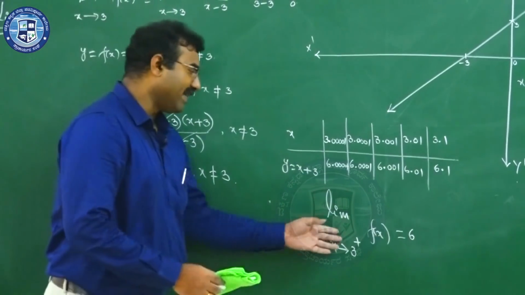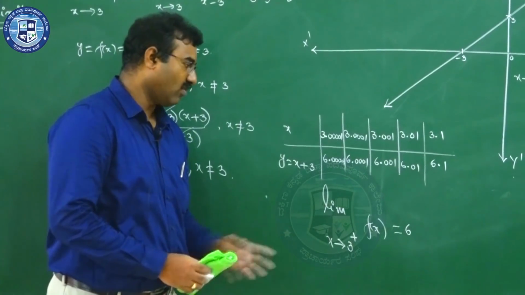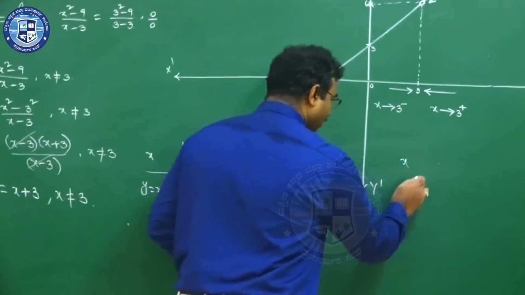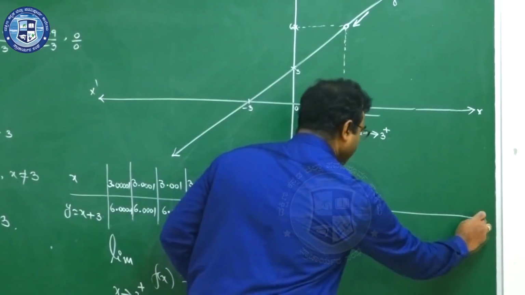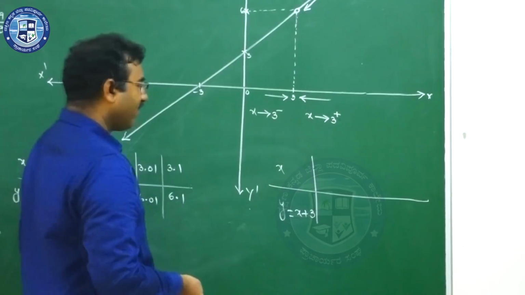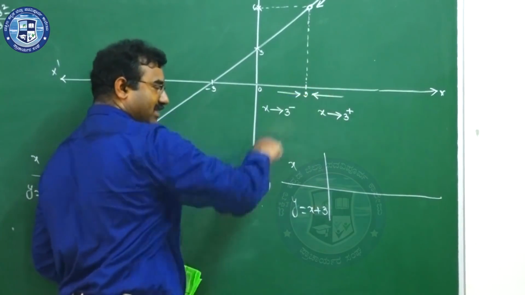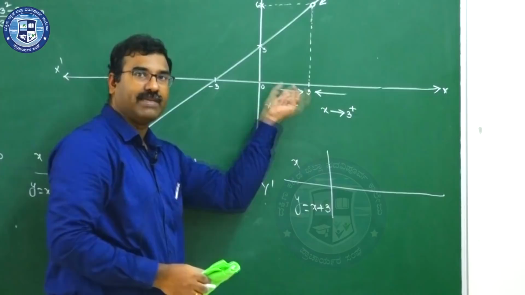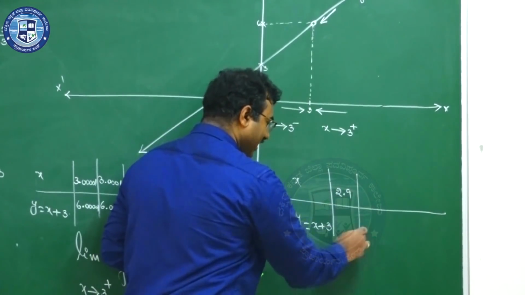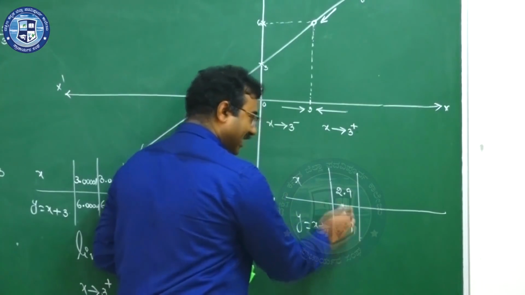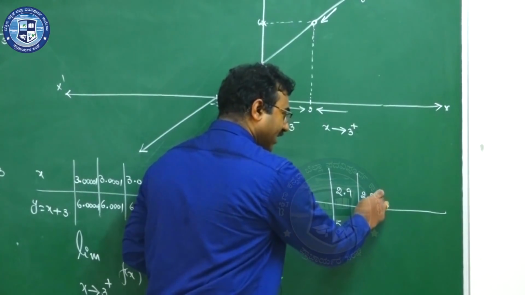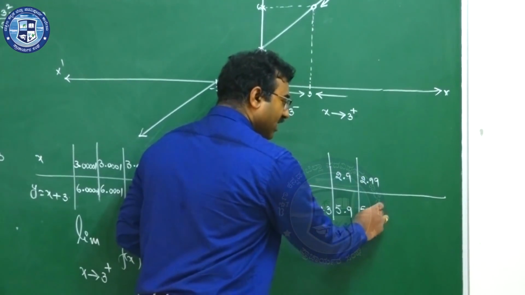This limit we call the right hand limit. The same way, you come close to 3 from the left side, by keeping on increasing the x value, coming close to 3 now. Suppose x is 2.9, I take it, then what I get, y value 5.9, 2.9 plus 3, 5.9. When I take 2.99, then I get 5.99.